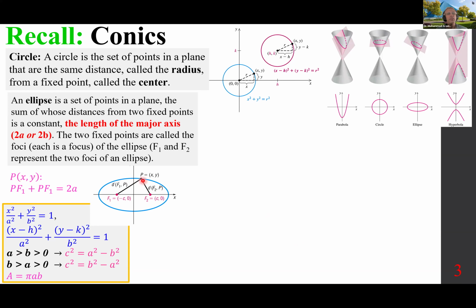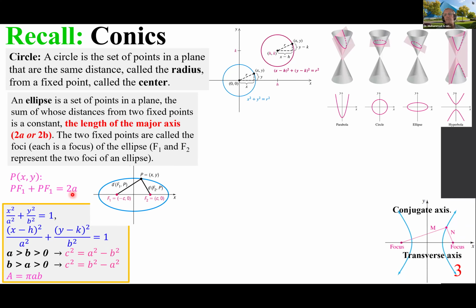So P is a point, any point on the ellipse, having coordinates x and y. PF1 and PF2, they add up to a constant. That constant happened to be 2a.